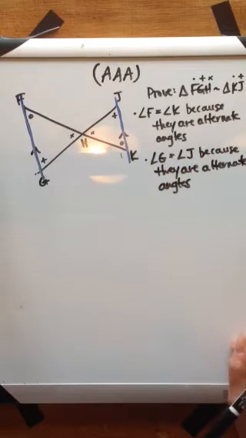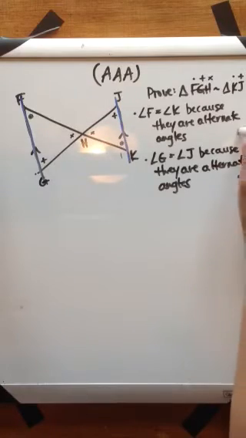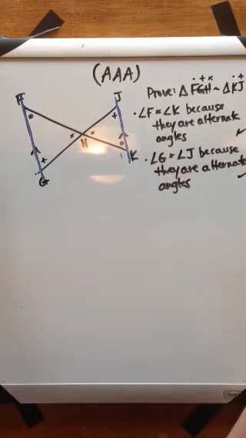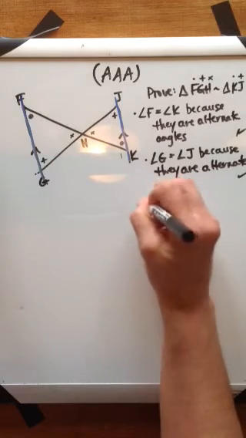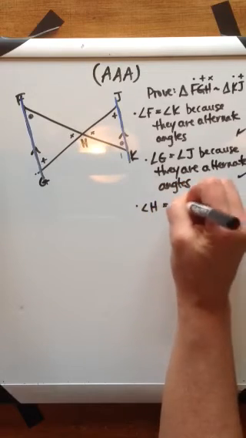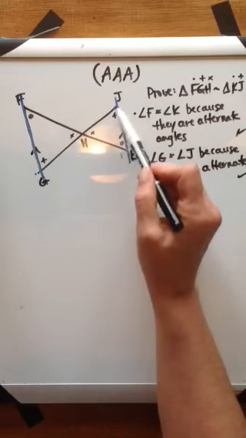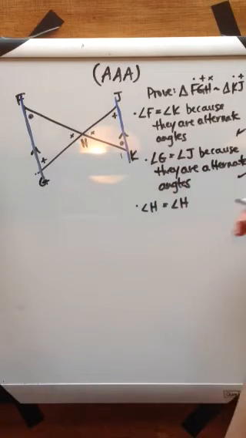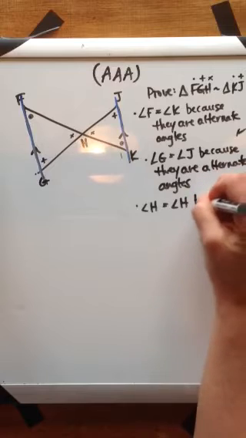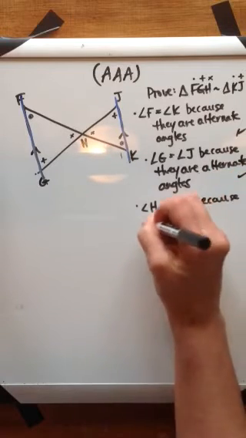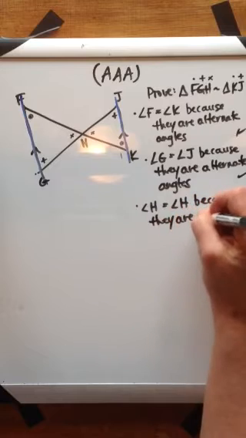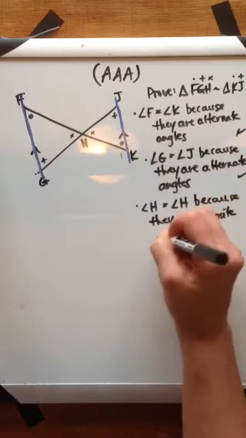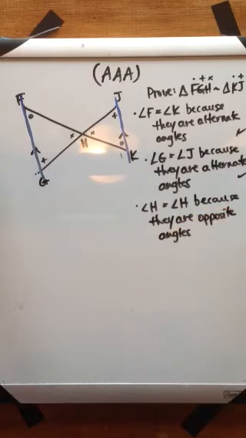And then because we've proven that two of them are in fact identical, we can say that angle H here and angle H here are the same because again they all have to add up to 180. But we have another reason we could use here as well. We could say angle H is equal to angle H because we have that scenario of two lines that crisscross and we have angles across from each other that are opposite. So we can say they're equal because they are opposite angles. And there you go. Proof of similar triangles using angle, angle, angle.